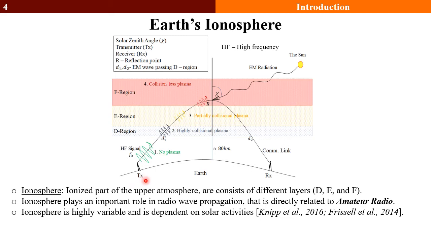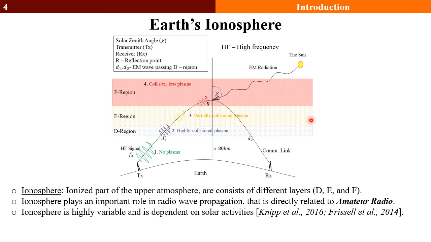And here in the schematic there is a transmitter and receiver, you can see on the earth, and the transmitter transmits a radio signal and it propagates through the ionosphere, and it is reflected by the electron density gradient in the ionosphere, and it goes back towards the ground and is received by the other receiver on the other side of the earth. So you can clearly see that the ionosphere plays an important role in radio wave propagation and long distance communication links, and it is clearly related to amateur radio or over the horizon communication.